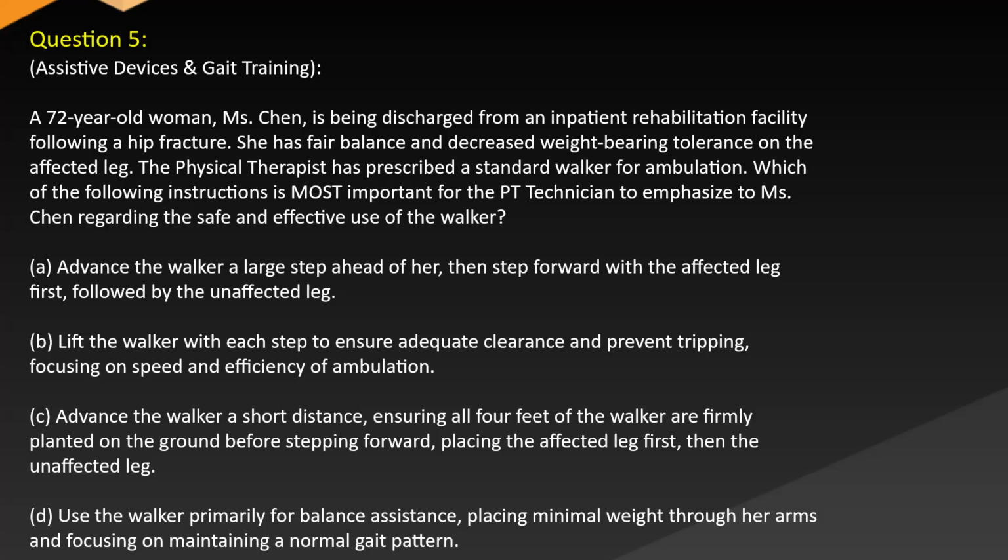A. Advance the walker a large step ahead of her, then step forward with the affected leg first, followed by the unaffected leg. B. Lift the walker with each step to ensure adequate clearance and prevent tripping, focusing on speed and efficiency of ambulation. C. Advance the walker a short distance, ensuring all 4 feet of the walker are firmly planted on the ground before stepping forward, placing the affected leg first, then the unaffected leg. D. Use the walker primarily for balance assistance, placing minimal weight through her arms and focusing on maintaining a normal gait pattern.